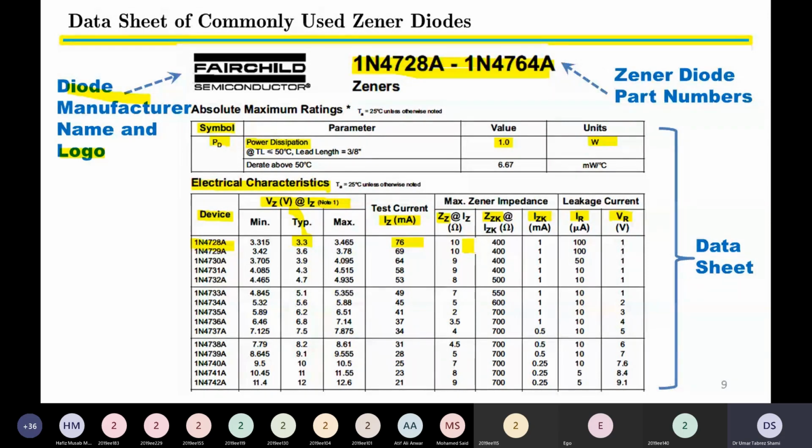resistance ZZ is 10 ohms, and dynamic resistance at the minimum Zener current is 400 ohms, whereas the minimum Zener current IZK, that is the Zener knee current, is only 1 milliampere, and the leakage current is 100 microampere, and the leakage voltage is 1 volt. So we will get the values of parameters from the data sheet provided by the manufacturer.